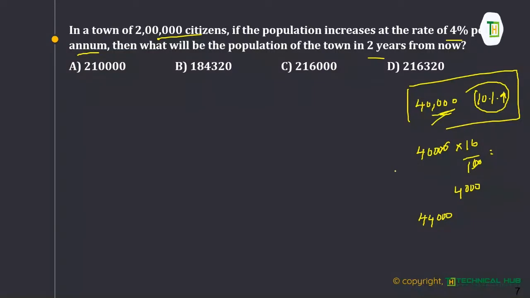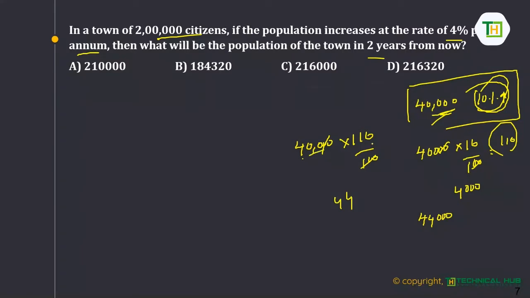Instead of doing it like that, I'm directly calculating on 40,000. 10% increases means the new value is 110 percent. So I directly calculate the 110 value and I will get the final salary. So 4 into 11, that is equal to 44. Here 2 zeros and 1 zero are there, so 3 zeros.